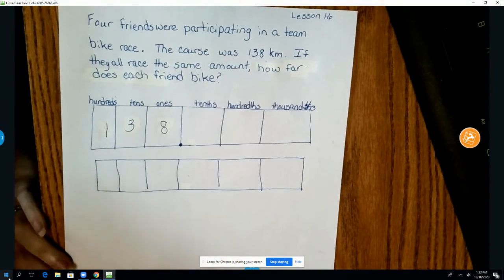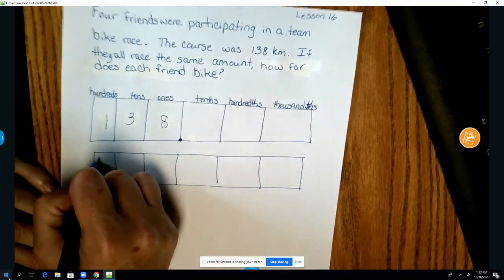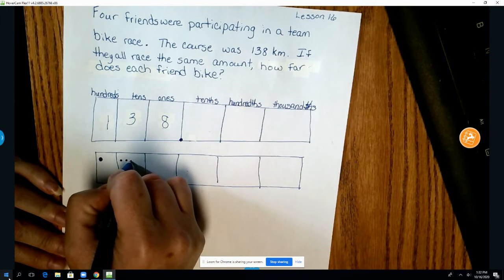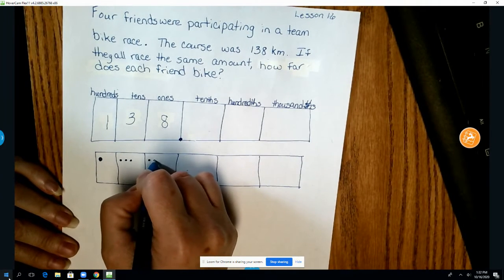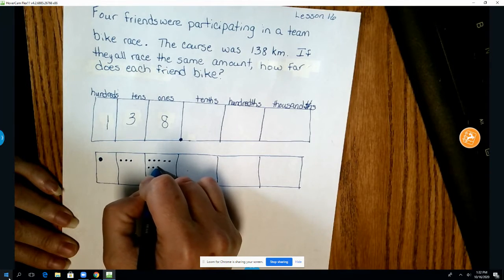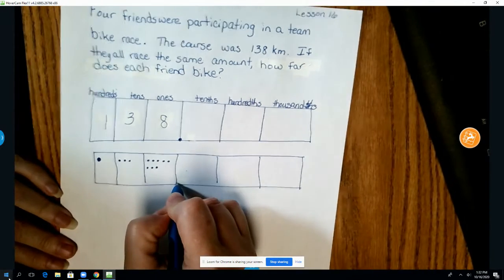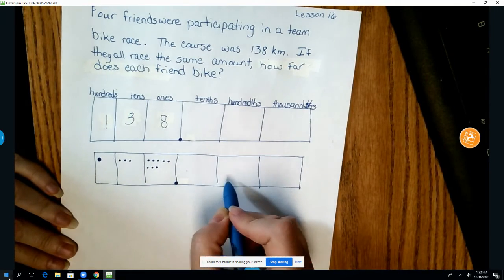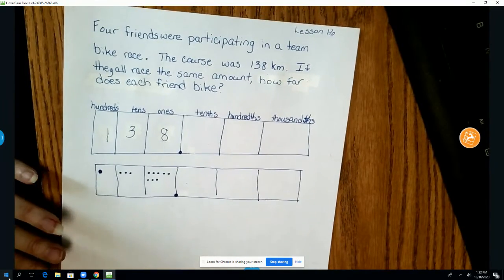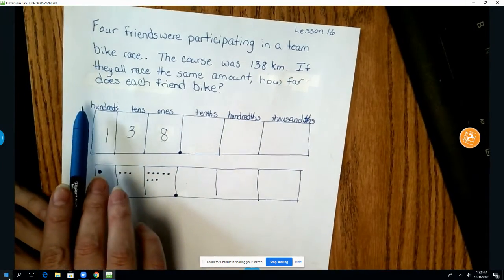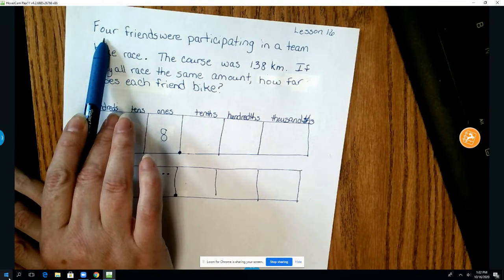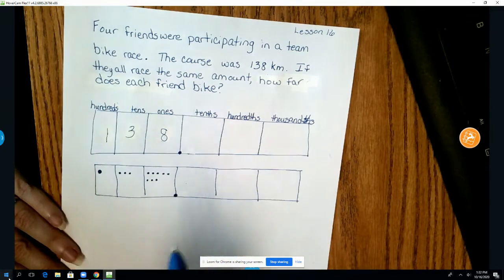And now I want to draw that out. So now I know I have one set of 100, 3 tens, and 8 ones. And I don't have any parts of a whole, so these are blank. And I know that I want to be able to divide these into 4 because there are 4 friends and they're each going to have an equal amount of the race to bike.